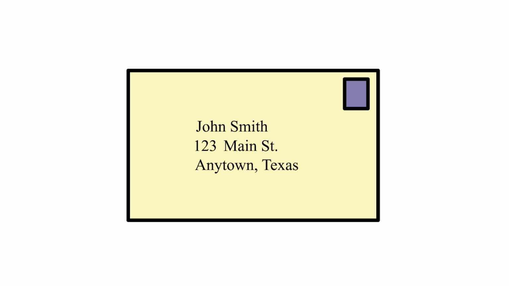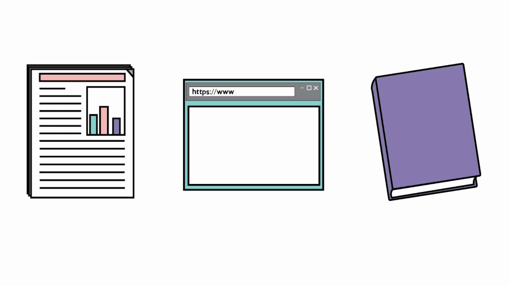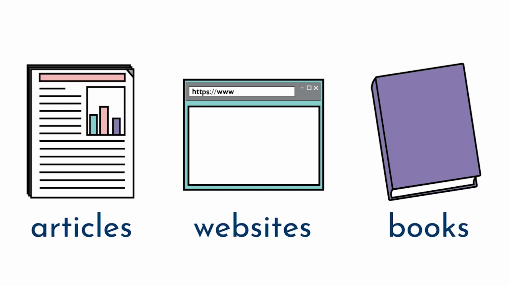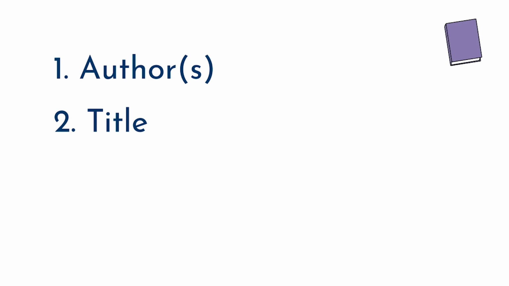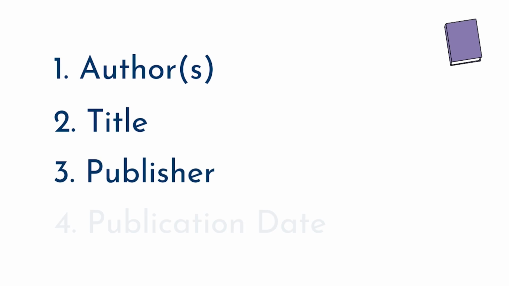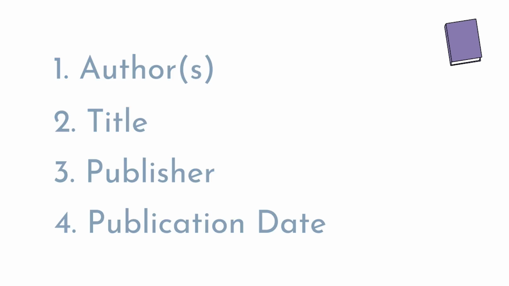This is where the information will vary, depending on the type of information that it is. Three of the most common works you'll cite are articles from a journal, websites, and books. To cite a print book, you only really need four pieces of information: the author or authors, the title, the publisher, and the publication date.